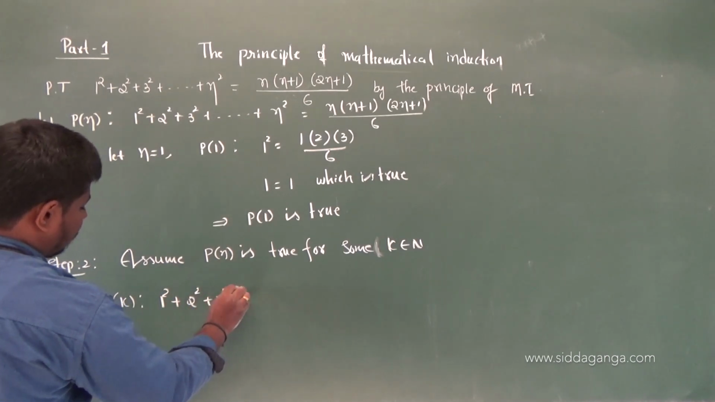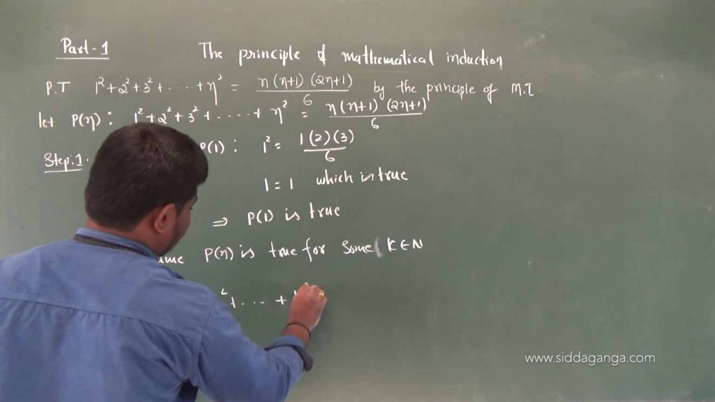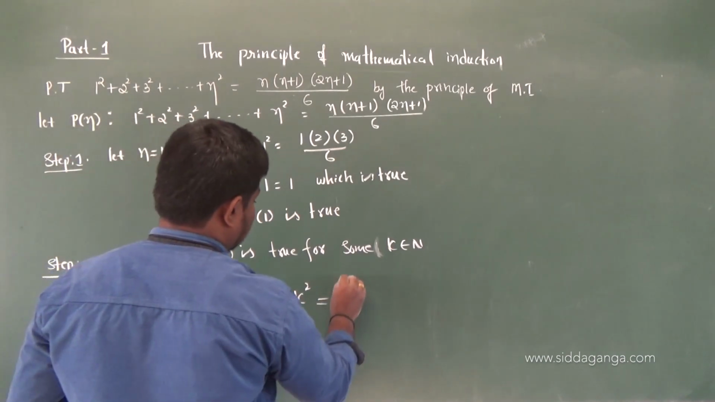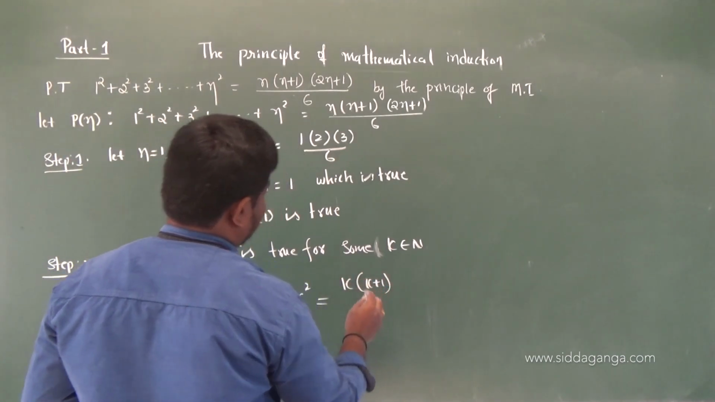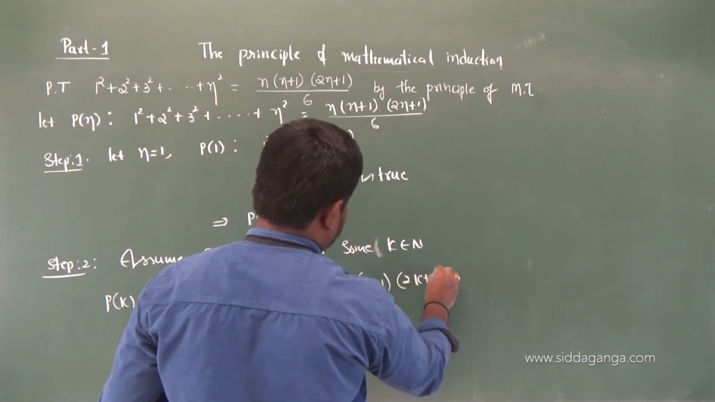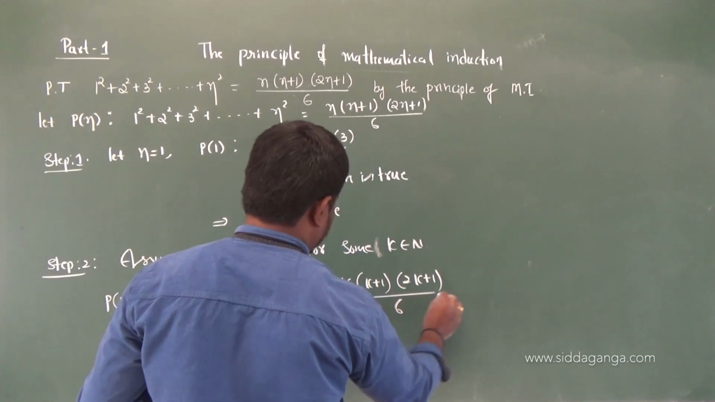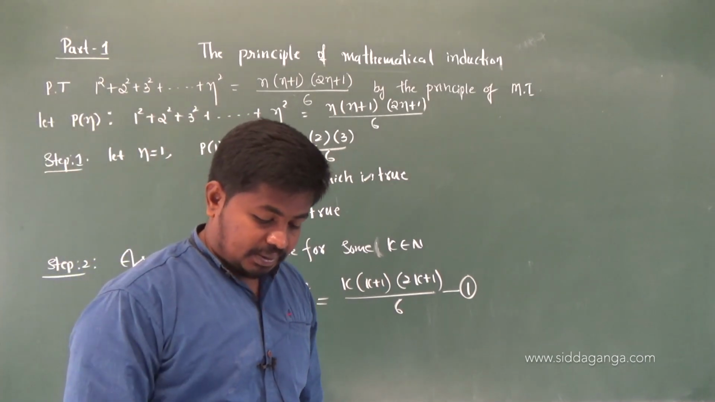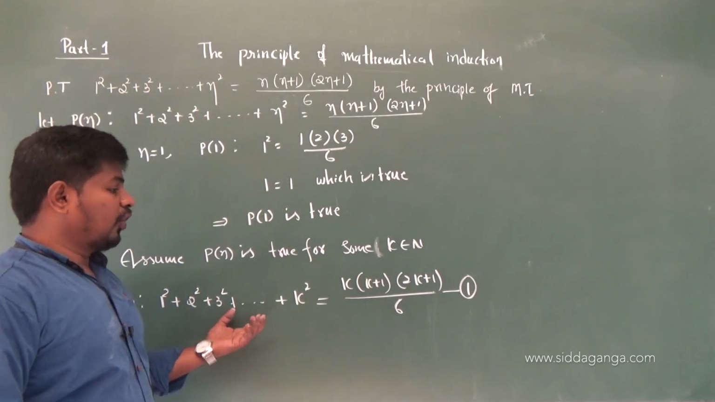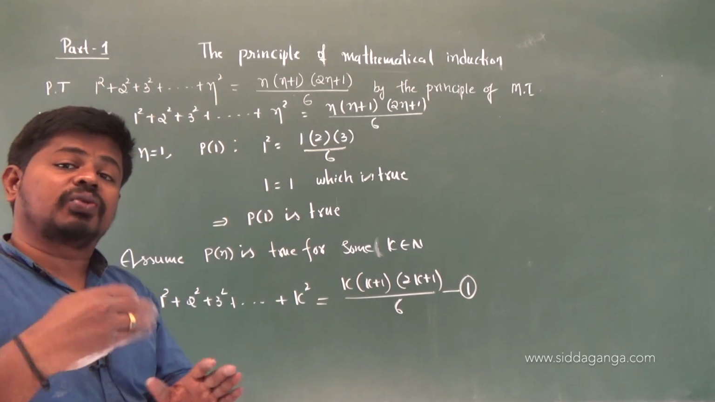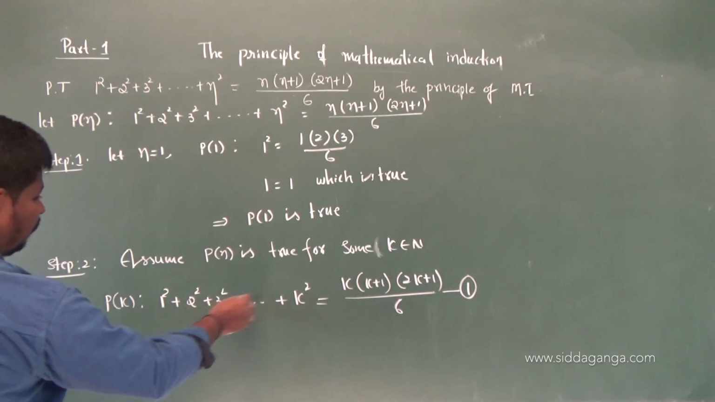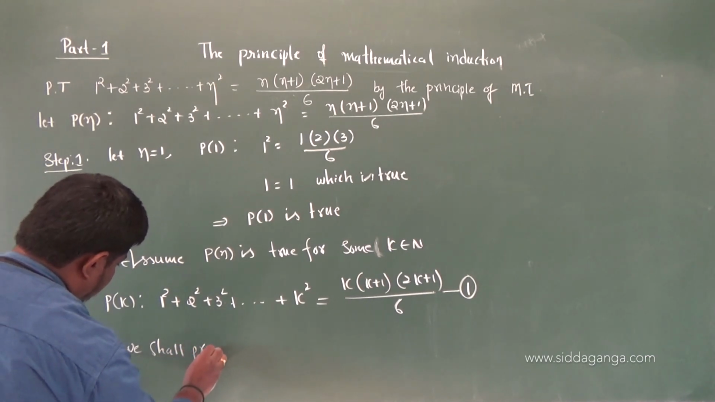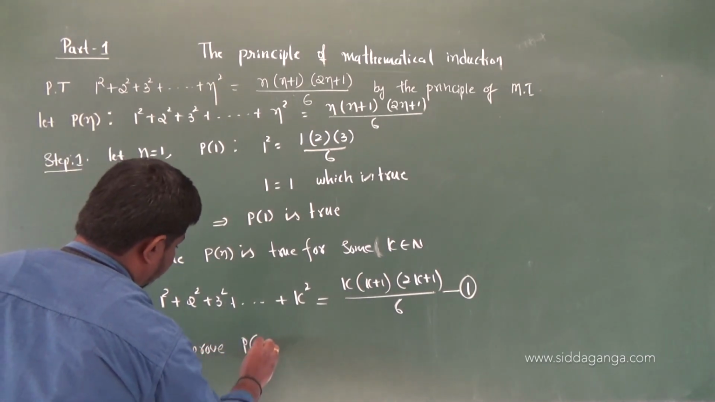1 square, 2 square, 3 square, till k square. I mean, wherever you have n, substitute k in place of n. That's it. Replace n by k. So k into k plus 1 into 2k plus 1 by 6. Now this is assumed to be true. Take it as equation 1. So by assuming it is true, we have to prove this is true for k plus 1 terms also. I mean, now this is true for some k number of terms. We shall prove P of k plus 1 also true.